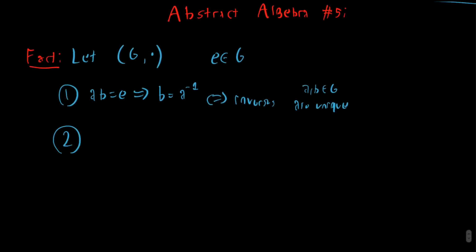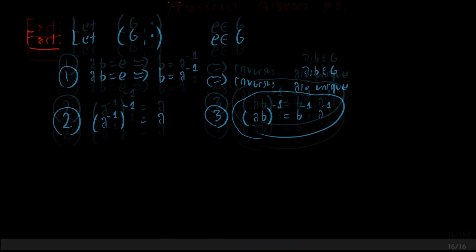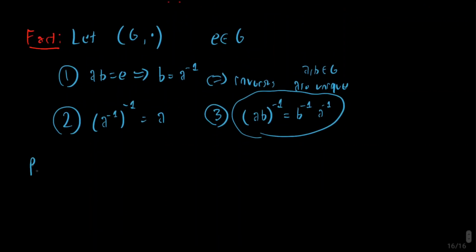So the second property that we will prove is that the inverse of the inverse of an element is just the element itself. And the last property that we will prove is that if we have a times b and we take its inverse, it is equal to b to the minus 1 times a to the minus 1. So these are three facts that we will prove. So let's prove it.